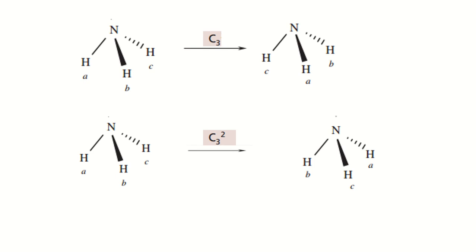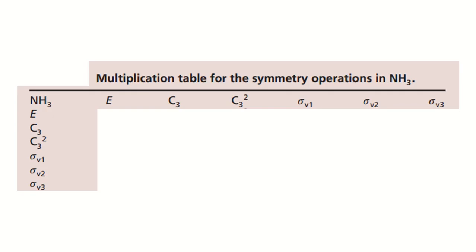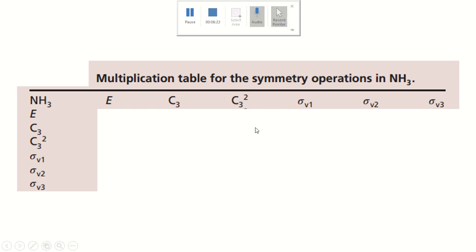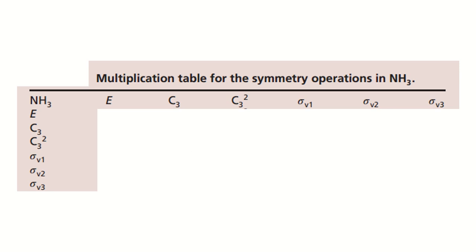Before construction of the multiplication table for the NH3 molecule, we have to write the complete set of symmetry operations in a row and in a column. So in a row we can set E, C3, C3 twice, sigma v1, sigma v2, sigma v3, and subsequently in the column as well: E, C3, C3 twice, sigma v1, sigma v2 and sigma v3. So we have written all the possible symmetry operations in a row as well as in the column.